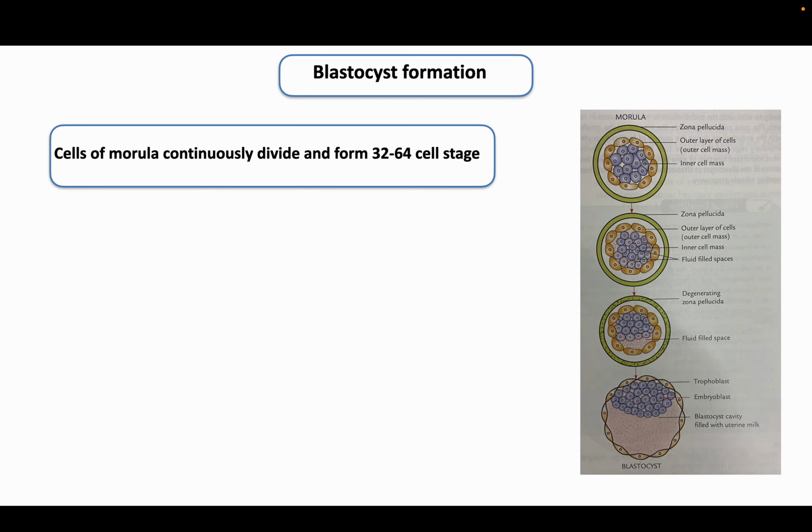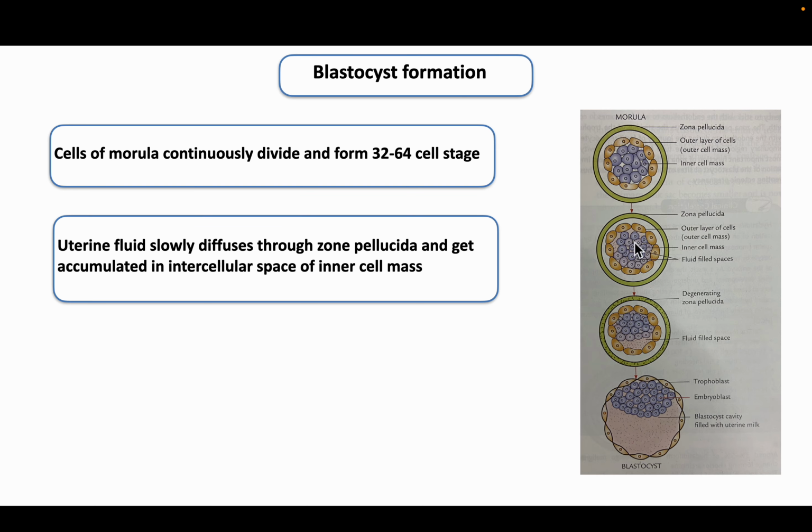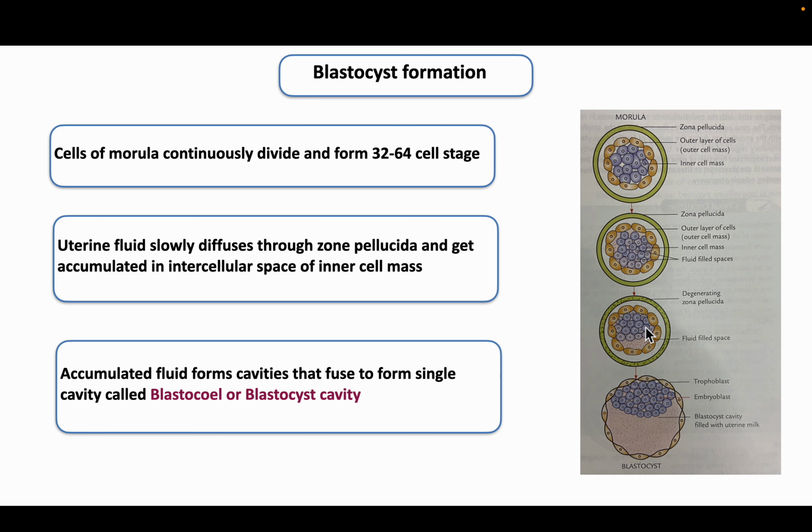Now next is blastocyst formation. Cells of the morula, as you can see in the diagram, continuously divide and form the 32 to 64 cell stage. Then uterine fluid slowly diffuses through the zona pellucida and gets accumulated in the intercellular spaces of the inner cell mass. The accumulated fluid forms cavities that fuse to form a single cavity called the blastocele or blastocyst cavity. You can see here.